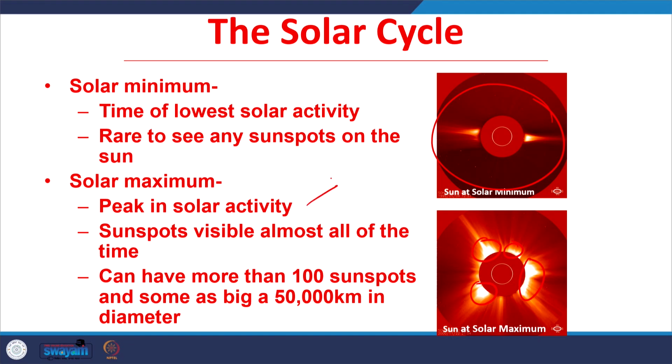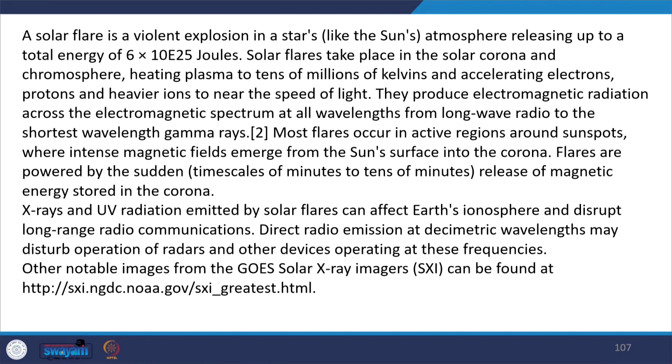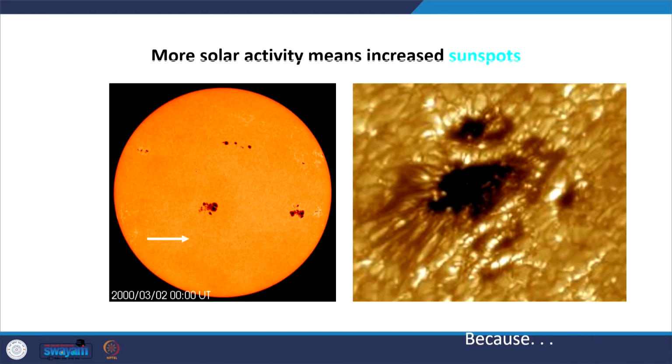Peak in solar activity, sunspots visible almost all the time. Now, more importantly, this can have more than 100 sunspots and some as big as 50,000 kilometers in diameter. So imagine 50,000 kilometers, the scale of 50,000 kilometers in comparison to the scale of the Earth. Right? So some sunspots may be as big as 50,000 kilometers in diameter. Okay, right. So more solar activity means increased number of sunspots. You will have more number of sunspots.